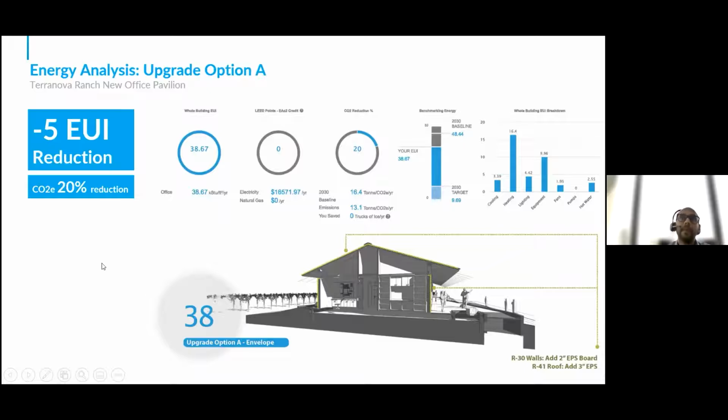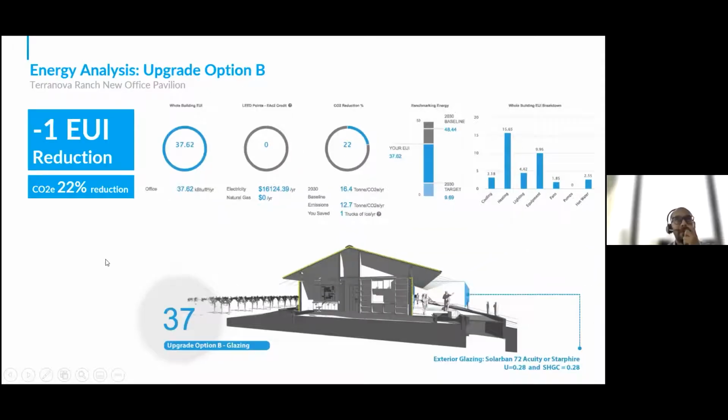They went for an option B now, in which what they did was make one more change. They changed the glazing, the exterior glazing, and the impact of that change was just 1 kBTUs per square feet per year, which improved the operational carbon savings from 20% to 22% again. And you can see all these metrics readily change.